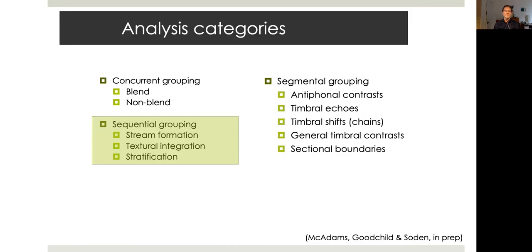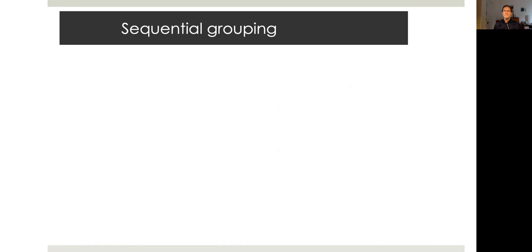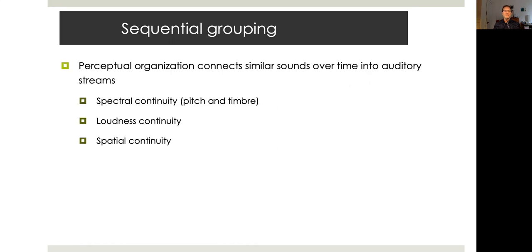Let's move on now to sequential grouping. The auditory streams represent the behavior of sound sources over time. It's a mental representation of this behavior. Basically, successive sounds from the same source tend to be more similar in timbre, pitch, loudness, and position in space. And sounds that differ in some or all of these parameters tend to come from different sound sources.